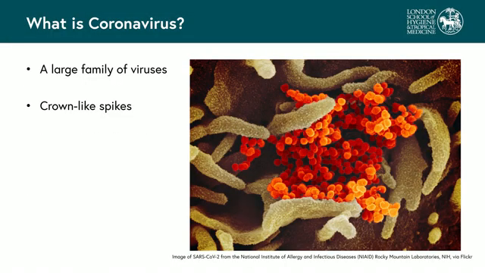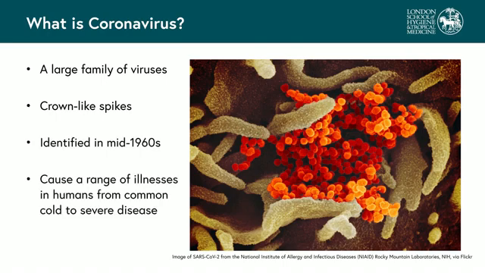So what is a coronavirus? Coronaviruses are a large family of viruses. They get their name from the crown-like spikes that can be seen on their surface with electron microscopy. They were first identified in the middle of the 1960s, and they can cause very mild symptoms like a common cold, or in some cases they can cause severe disease.